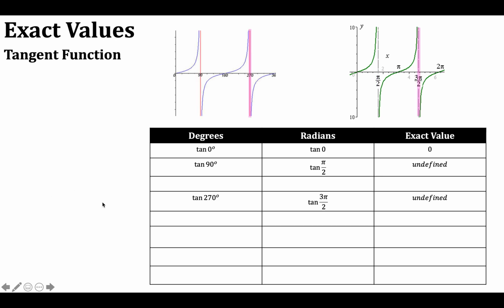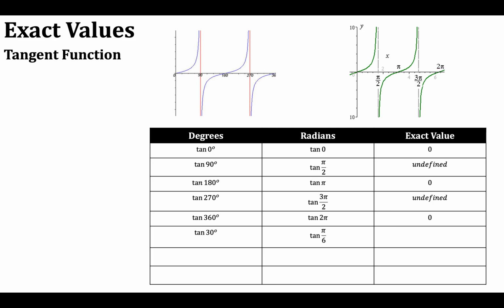Now if we just look at 270 at the moment as well, or 3 pi over 2, you can see the same thing happens there. The curve gets very close, but it never ever hits that line x equals 270 or x equals 3 pi over 2. So that's also undefined. Tan 180 or tan pi, you can see the height of the graph is 0. Tan 360 or tan of 2 pi, again you can see the height of that is 0 as well.